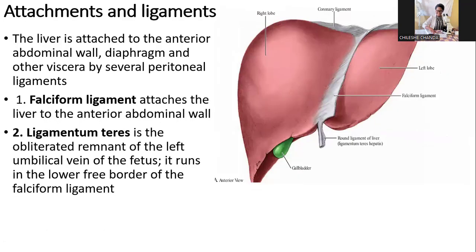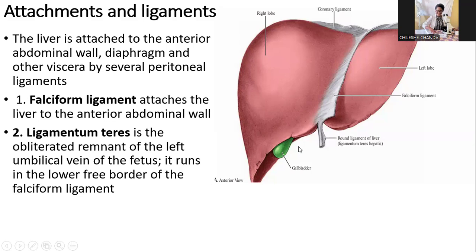Now, what are the attachments of the liver? The liver obviously is supposed to be attached to some things. And what are the ligaments of the liver? Some of these ligaments allow it to be attached to certain things. So first of all, we have the falciform ligament. This whitish membrane you're seeing in the middle of the right and left lobe attaches the liver to the anterior abdominal wall.